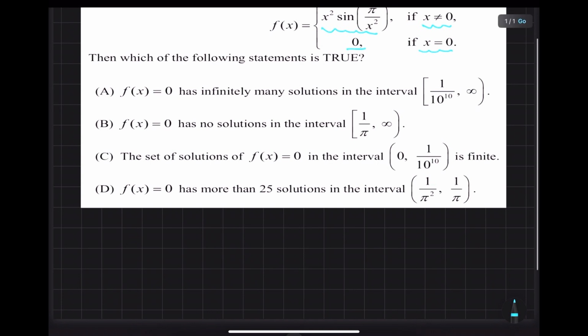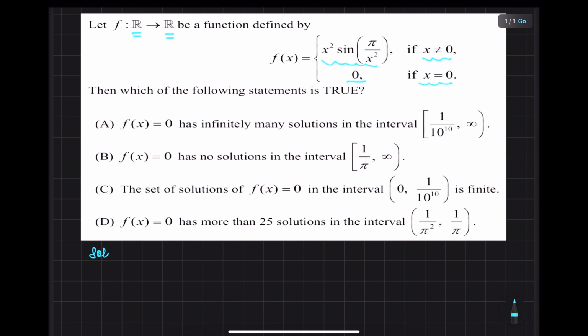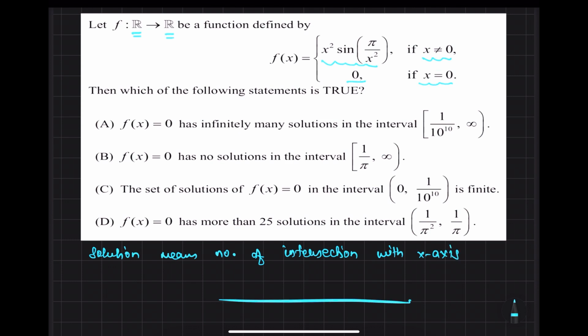Okay. So solution means number of intersections with the x-axis. Like in previous classes, you must have studied this kind of graph where you have observed, if I ask you what is the number of solutions, roots or zeros, you will answer, sir, 3. Why? Because it is making 3 intersections. Correct?